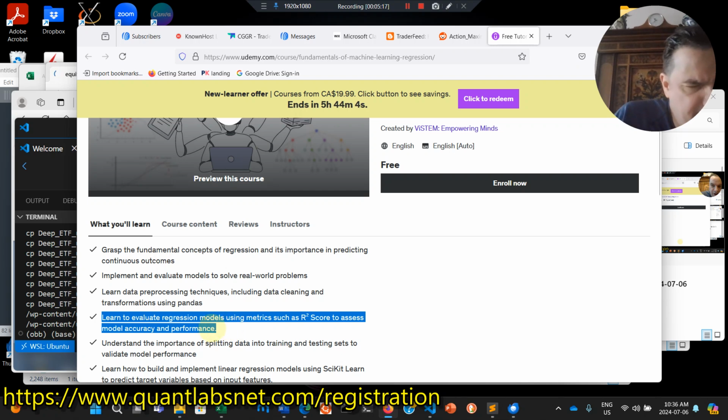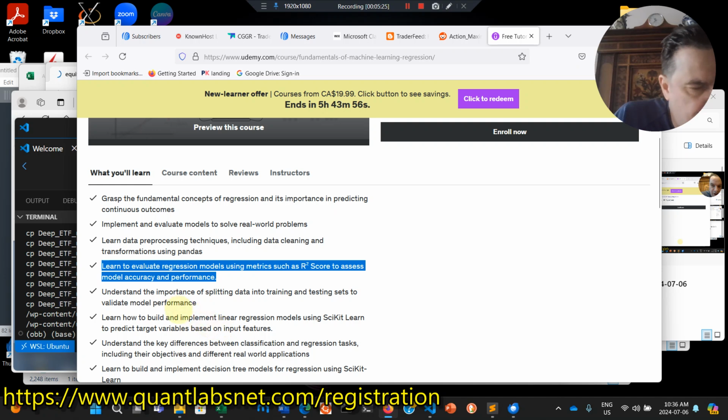Now, here's the important one here: learn to evaluate regression models using metrics such as R squared score to assess model accuracy and performance.